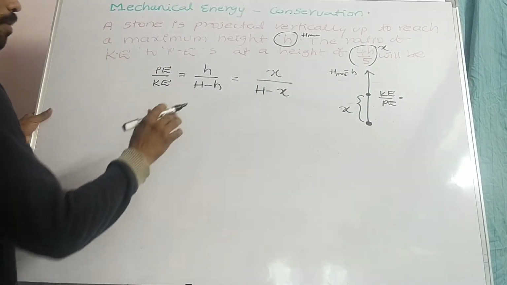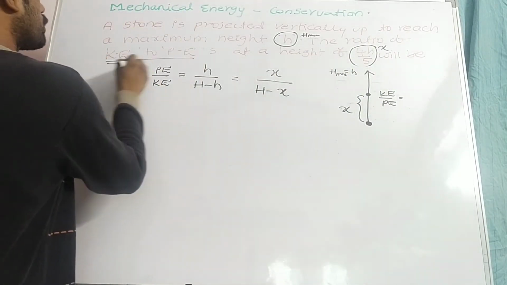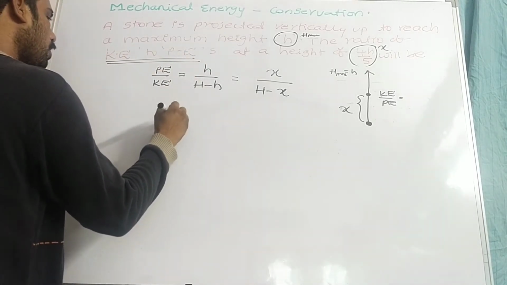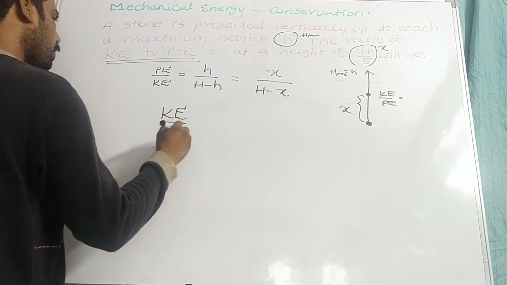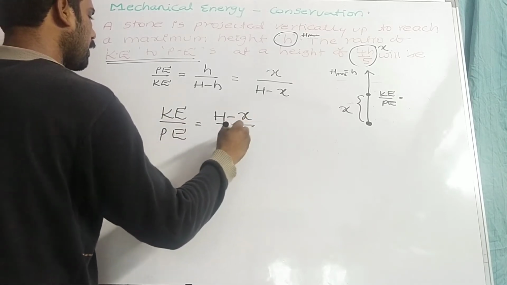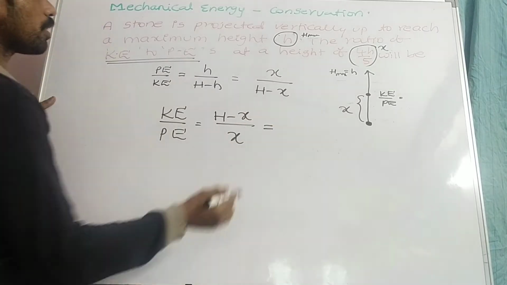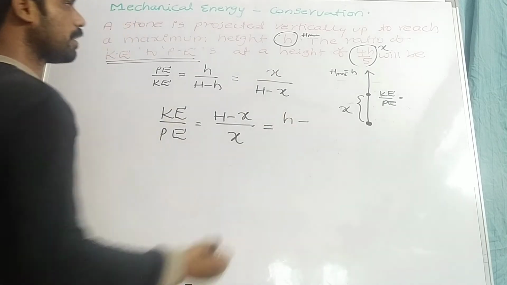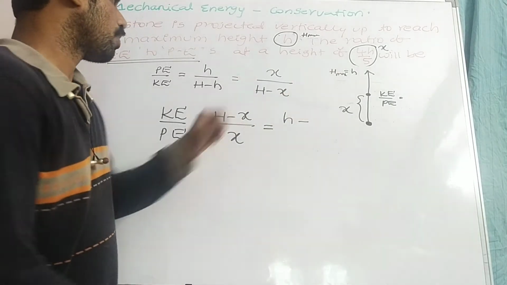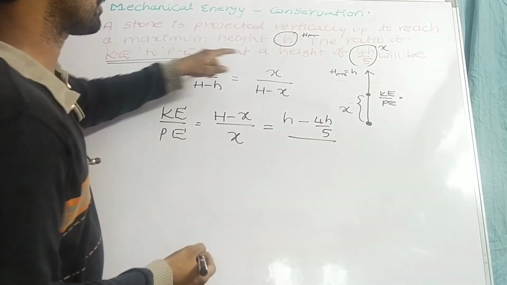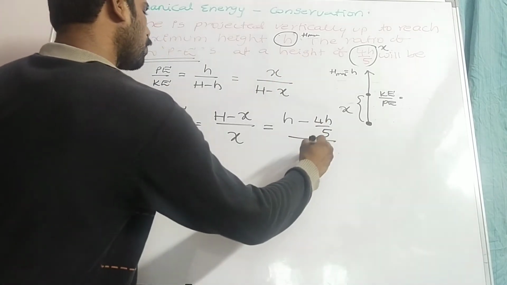Now we have to find the ratio of kinetic energy to potential energy. So kinetic energy by potential energy can be written as h minus x by x, that is equal to, what about h max? H max can be denoted using small h minus 4h by 5 by, what about x? X is nothing but 4h by 5.